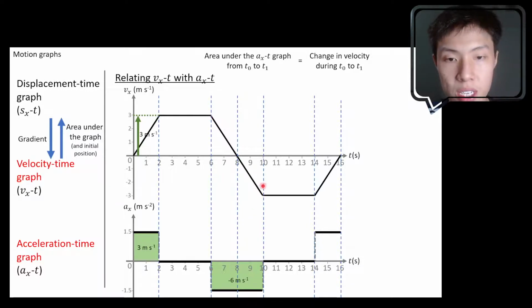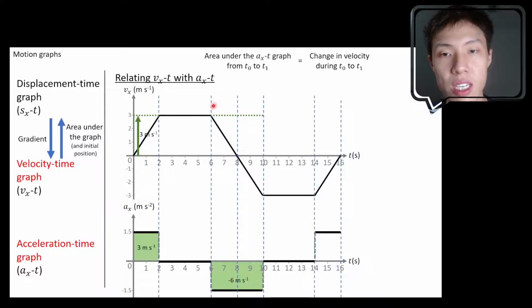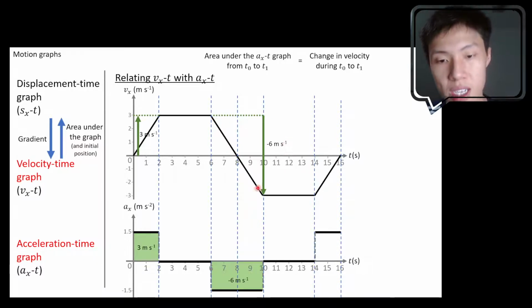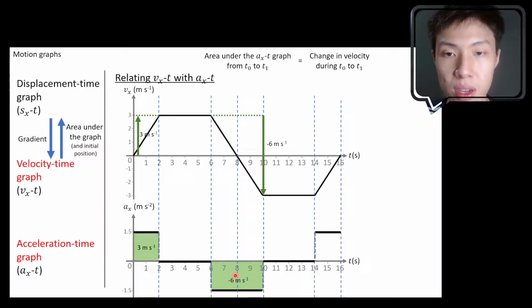The final velocity, which is at time equals 10, is negative 3. The initial velocity when time is equal to 6 is 3. So final minus initial, negative 3 minus 3, you get negative 6 meter per second, which is again the same as the area under the graph that we determined. Okay, the next section is from time equals 10 to time equals 14. Over this period of time, you can see that there's no area to be found here. So you expect there's no change in velocity during that period as well.